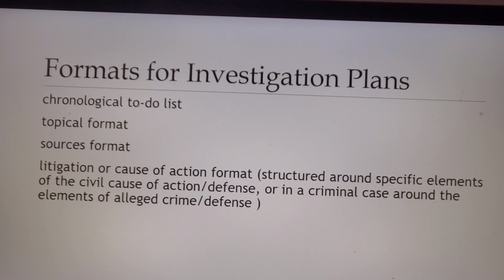Because you can kind of think about it this way. If I do that and just go step by step, but some of those steps go back to the same location or go back to the same witness, then I'm making multiple trips to a particular source of information. But if I had planned the investigation using the sources format, which is one of the formats talked about, then it would have been more efficient. It would have been less repetitive, might have annoyed some witnesses less often.